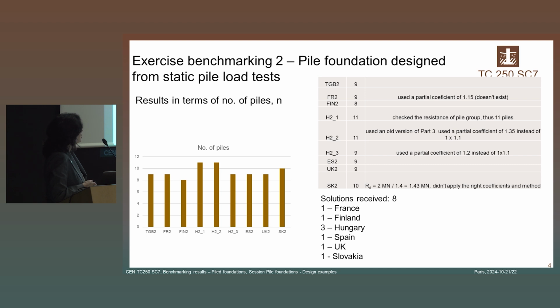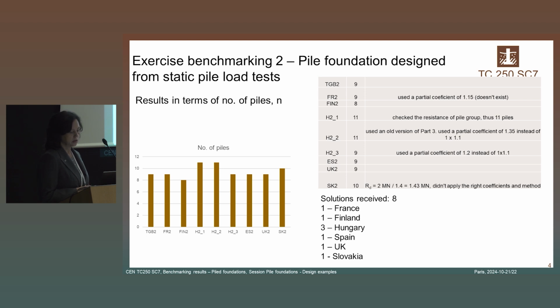Also for Hungary, one of the design examples from the solution of Hungary, they checked the resistance of the pile group, and this was not mentioned, by the way, in the exercise, that we are looking for only the single pile bearing capacity, or considering only the single piles and without applying the group effect. And therefore they obtain more piles because the bearing capacity for the group is a little bit smaller.